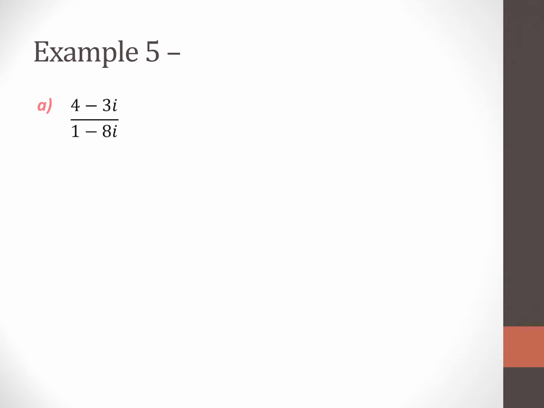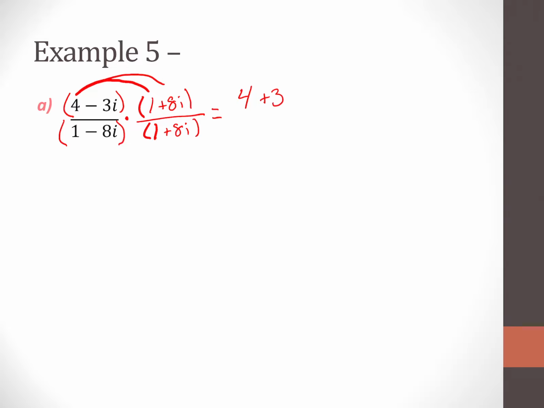So let's look at some examples. We're going to divide, but then we also are going to have to write it in standard form. So here, multiply by the conjugate of the bottom, 1 plus 8i. We're going to do that on top and bottom, so we're going to have to multiply this out. So we're going to have 4 times 1 is 4. 4 times 8 is 32i.